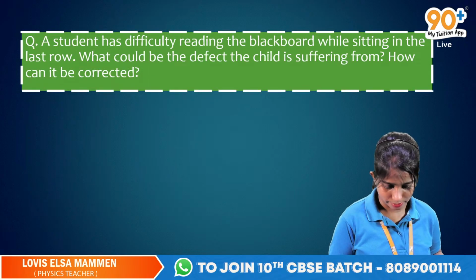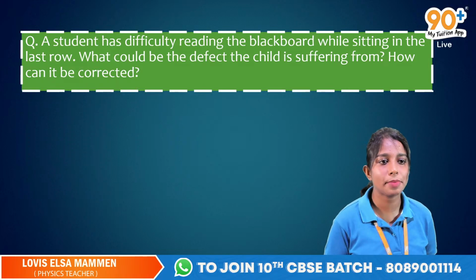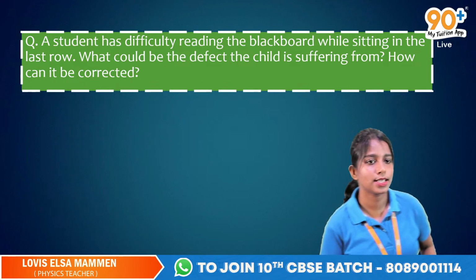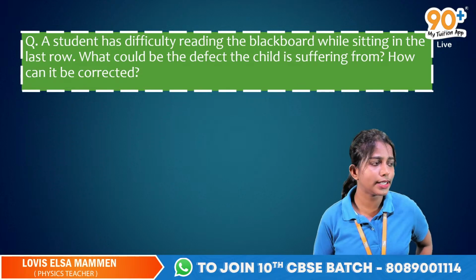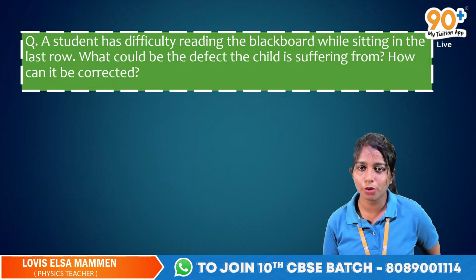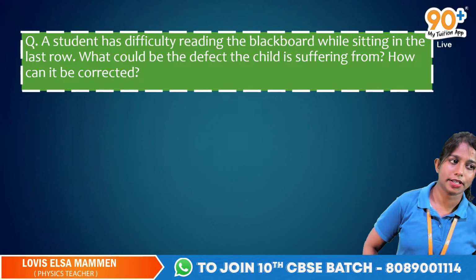So we have completed studying defects of vision. Now, based on that, let us discuss some previous year questions. This question is there in your textbook. A student has difficulty reading the blackboard while sitting in the last row. What could be the defect the child is suffering from? How can it be corrected?